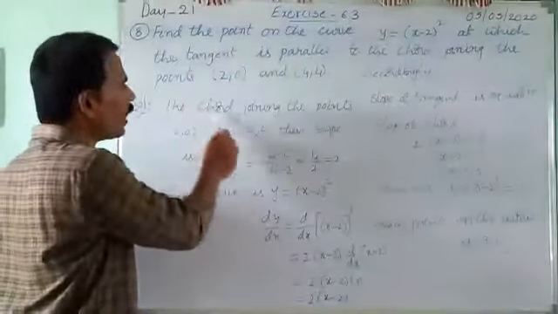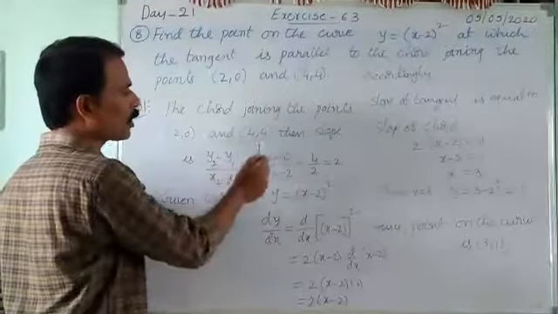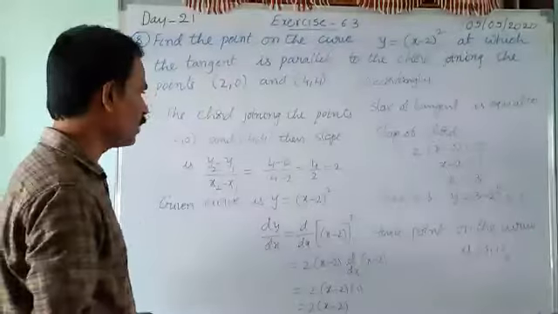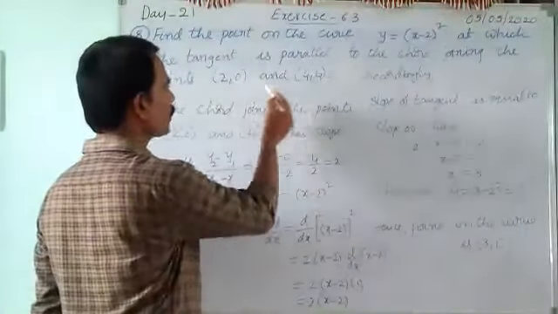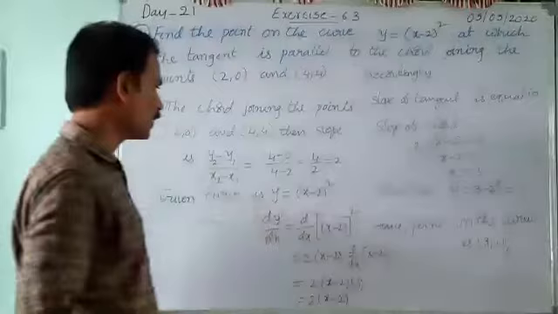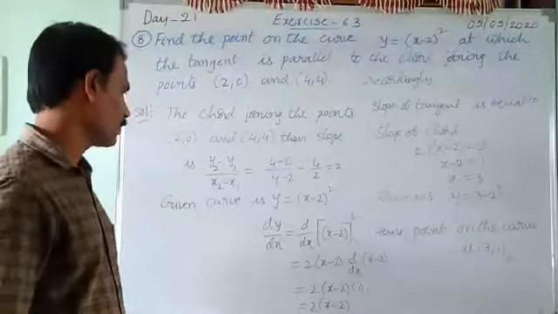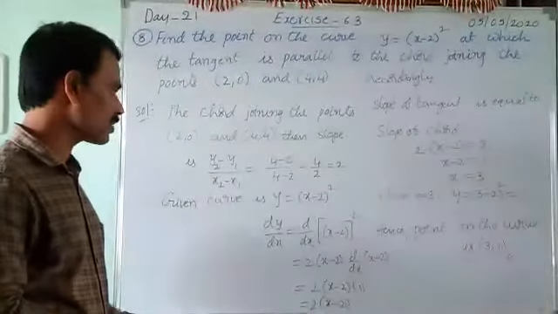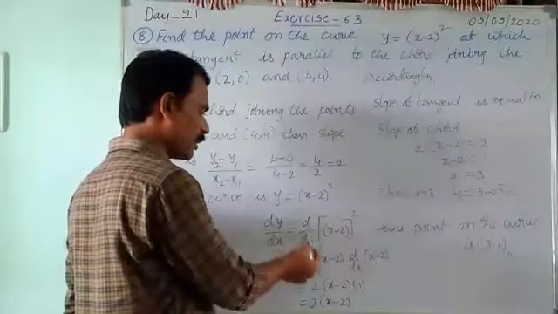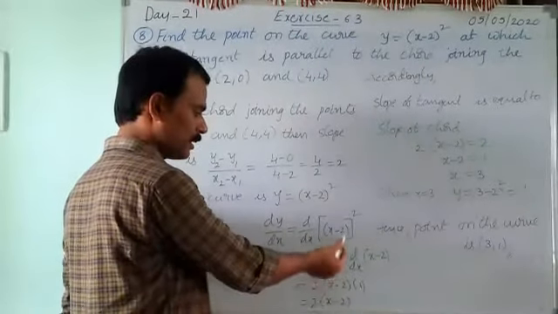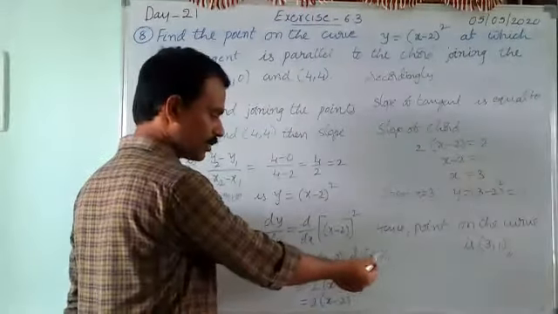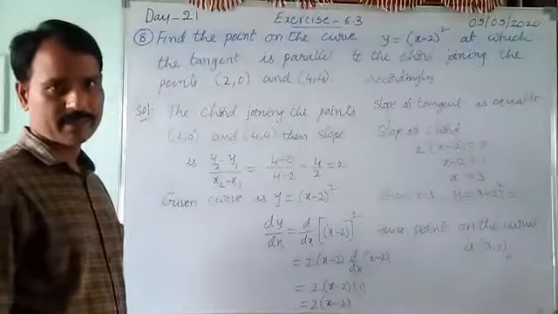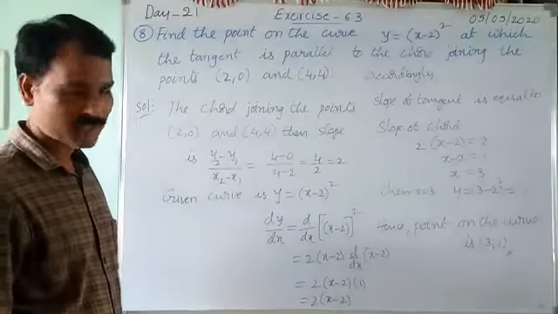Okay. The chord joining the points (2, 0) and (4, 4), then the slope is (y2 minus y1) by (x2 minus x1). 4 minus 0 by 4 minus 2. Then we got 2. 4 by 2 is 2. Given curve is y is equal to (x minus 2) whole squared. dy by dx is equal to dy by dx of (x minus 2) whole squared. It is 2 times (x minus 2), not 2x. That's why dy by dx of x minus 2, this derivative is 1. Finally, we got 2 into (x minus 2).